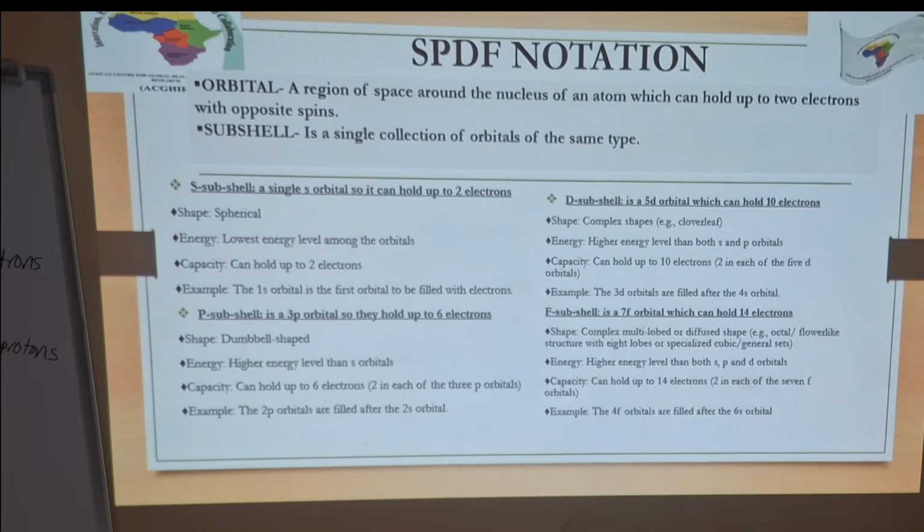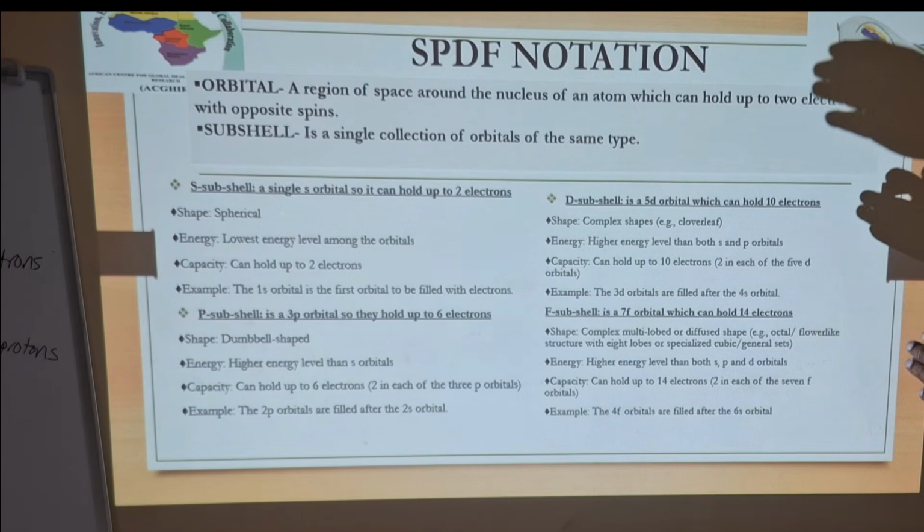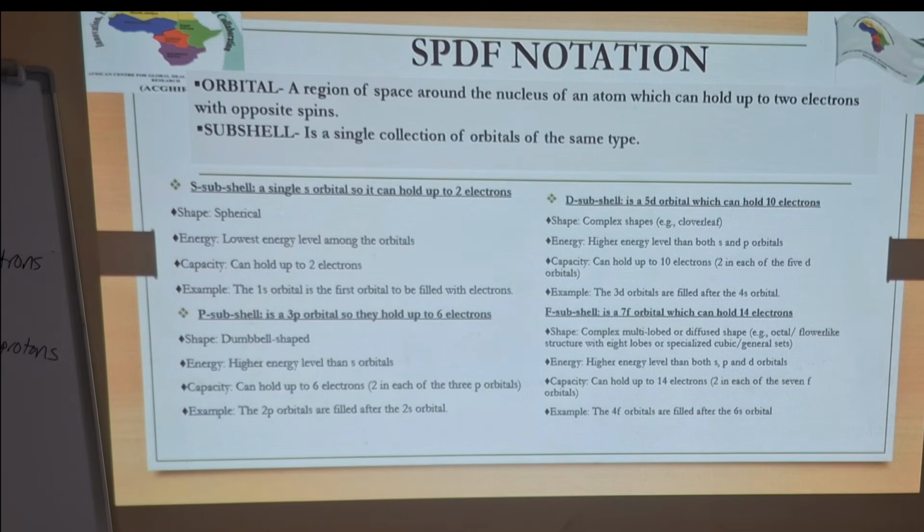We are continuing with our SPDF notation. So basically, an orbital is a region of space around the nucleus of an atom which can hold up to 2 electrons with opposite spins. A subshell is a single collection of orbitals of the same type.